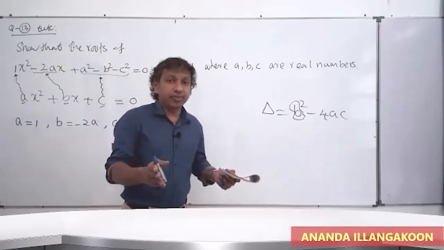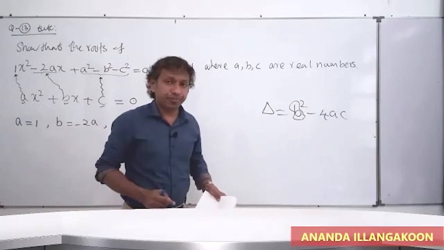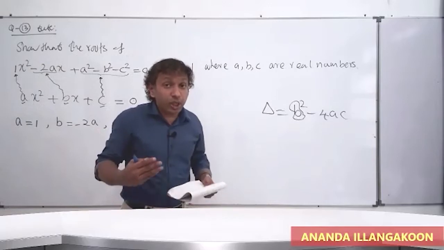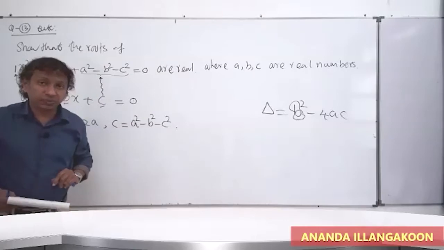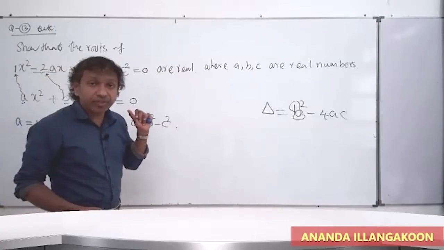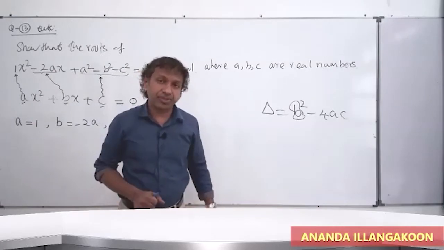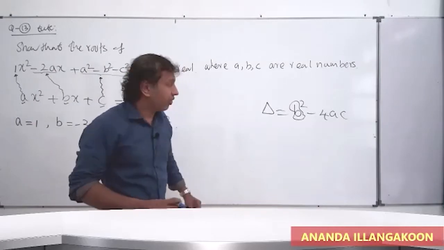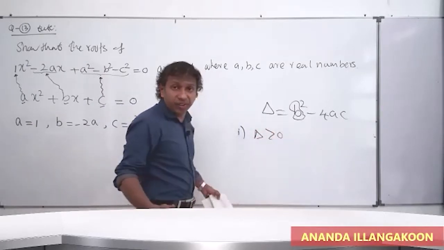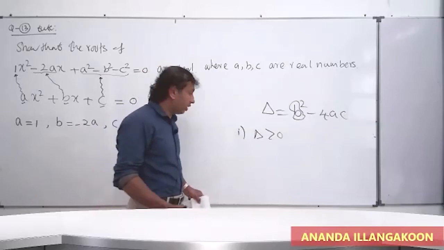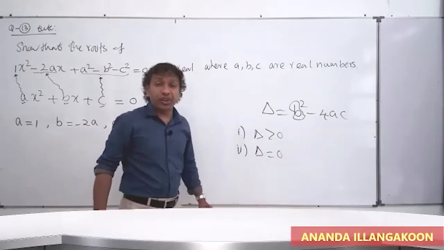Real distinct, real coincident, and imaginary. We need to prove this quadratic equation has real roots. People, a quadratic equation will have real roots on 2 occasions. What are the 2 occasions? First occasion is if delta is positive, real roots. Second occasion is, people, delta equals 0, also real roots.